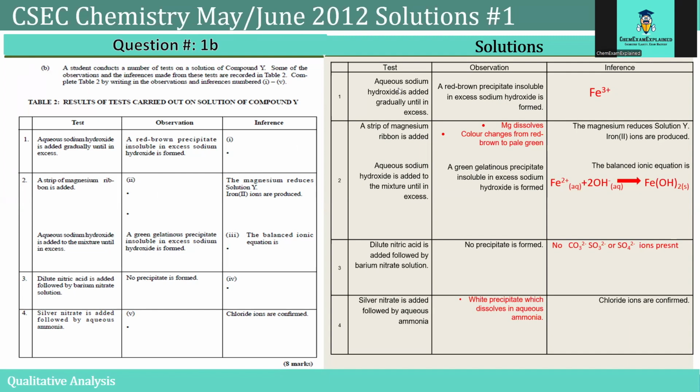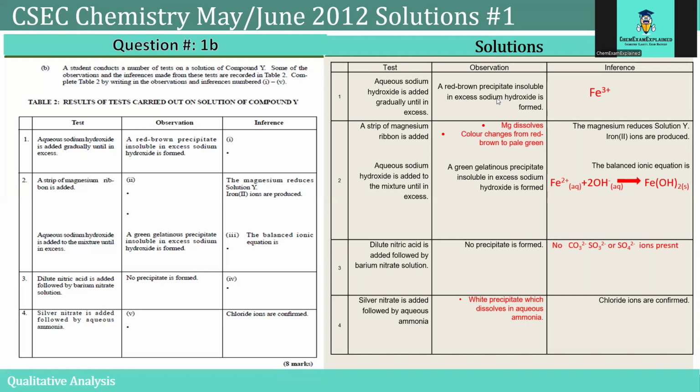For test 1, aqueous sodium hydroxide is added gradually until in excess. The observation was a red-brown precipitate that is insoluble in excess sodium hydroxide is formed. All right, so we're saying that when you form that red-brown precipitate, that precipitate will not dissolve in excess sodium hydroxide. And that, of course, can only be iron 3, because iron 3 is the only colored substance that gives you red-brown, and it is insoluble in excess.